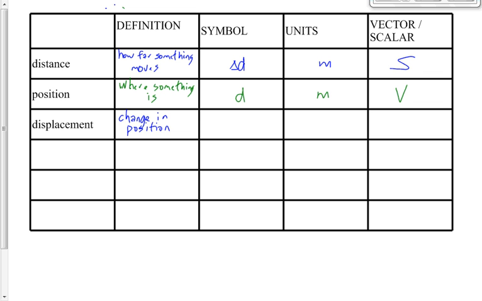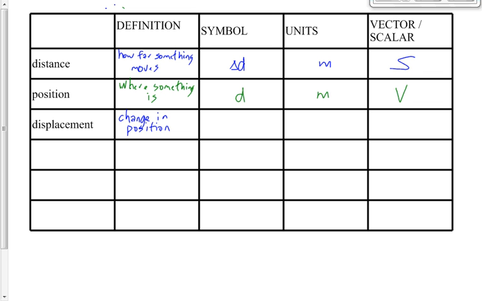Javi starts off on Saturday afternoon at Dairy Queen because he likes to just hang out there. Then he goes and picks Tara up on Saturday night, 6 o'clock, 7 kilometers west of the Dairy Queen. His initial position was 0. His final position was 7 kilometers west. His change in position was 7 kilometers west.